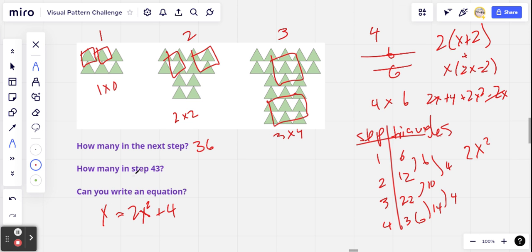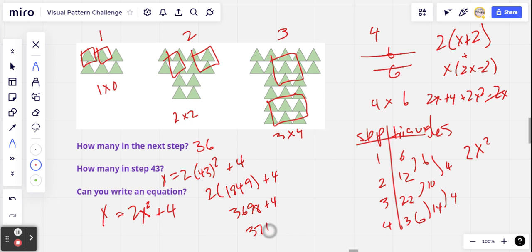Once we've got that, we can just calculate the number in step 43 by plugging in 43 for x. So y equals 2 times 43 squared plus 4. And let's see, 43 squared is 1849. And doubling that, we're going to get 3698 plus 4. So that's 3702. So 3,702 triangles in step 43.